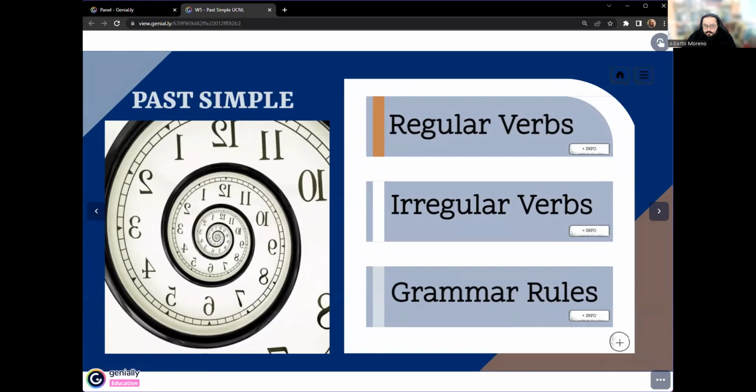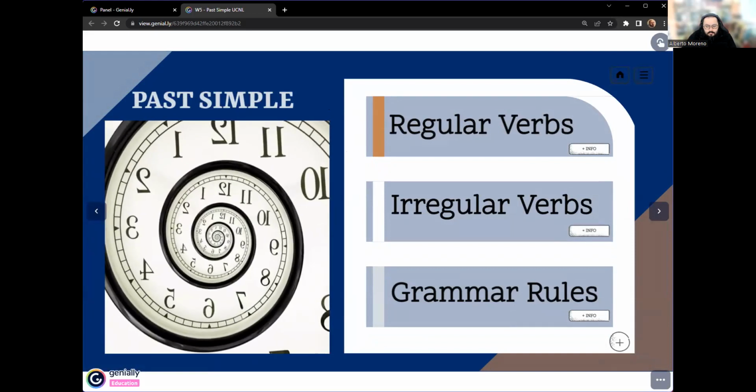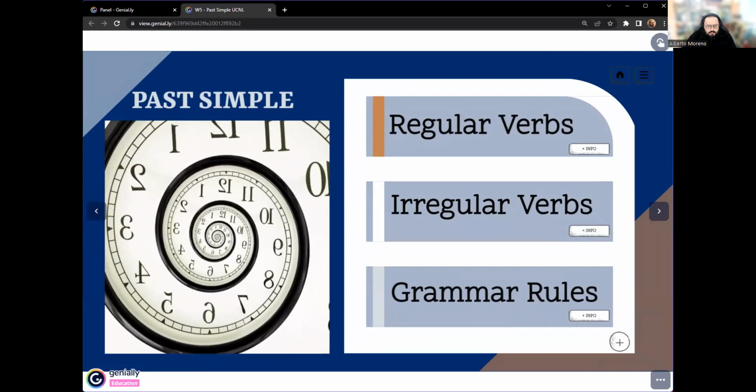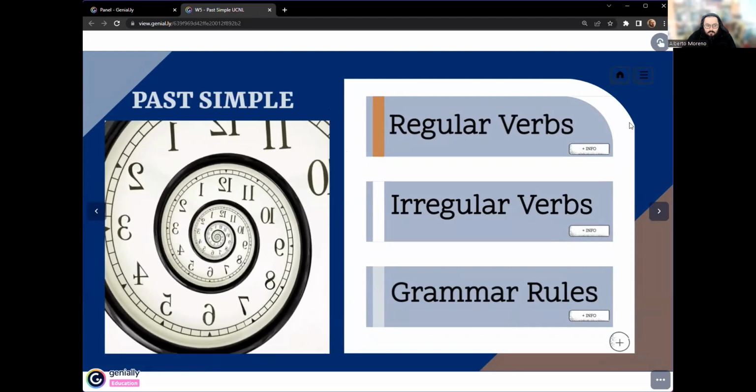¿Mande? ¿Iban a decir algo? No, disculpe, activé por error el micrófono.